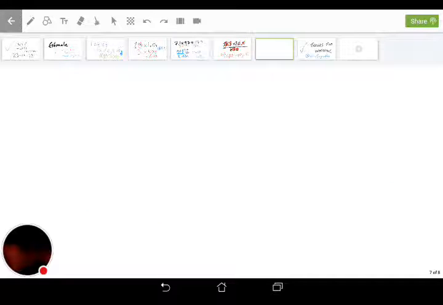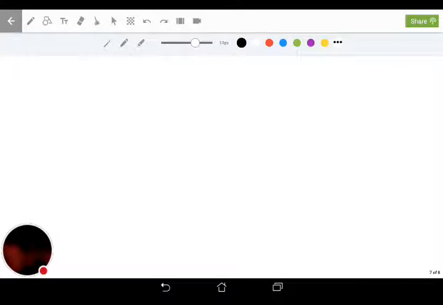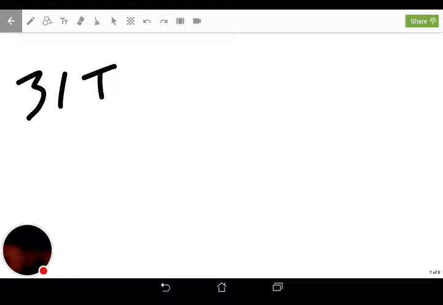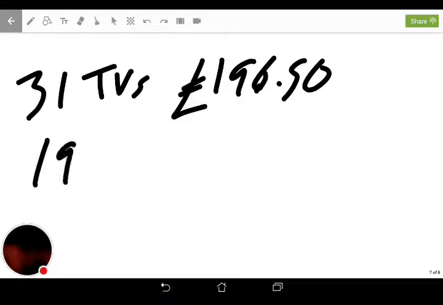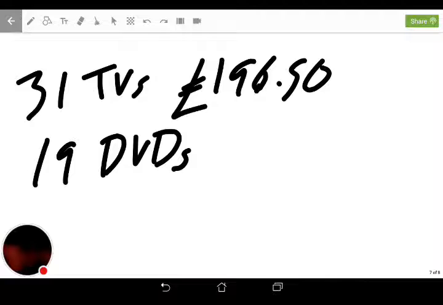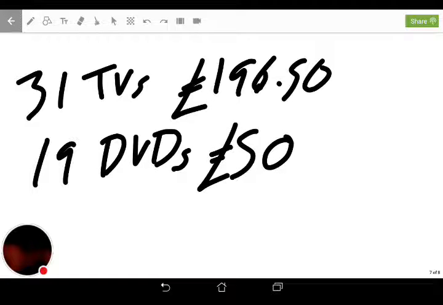So move on. We'll give you a real life context one now. You buy 31 TVs at a bargain price of £196.50. You buy 19 DVD players, so 19 DVDs at £50.99 each. And what you want to do is estimate how much you're actually spending on this. So again, I'll give you a minute, see if you can attempt it, and then we'll come back and have a look.